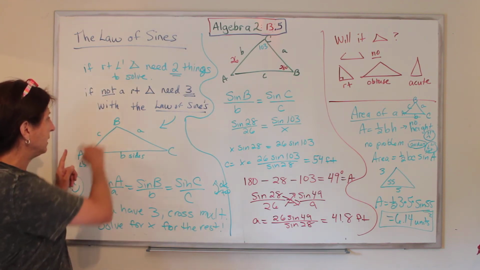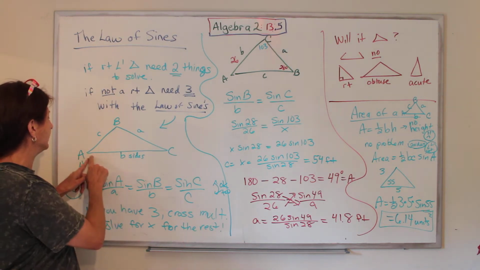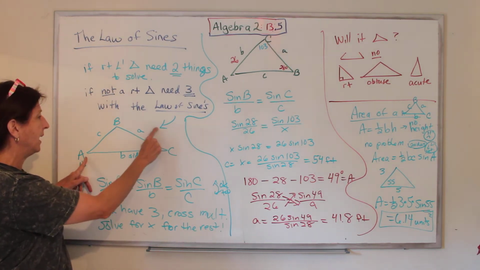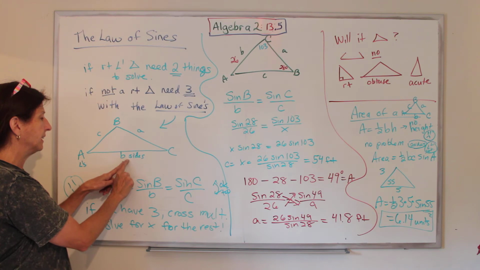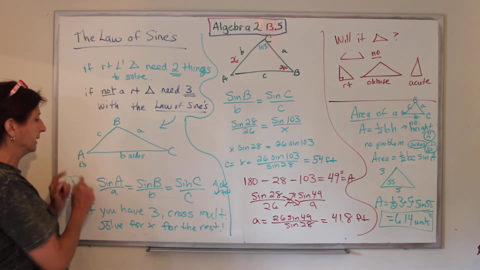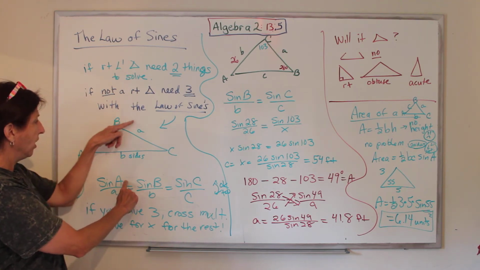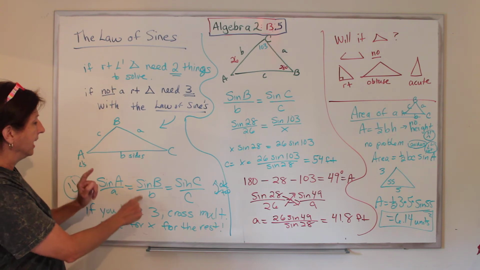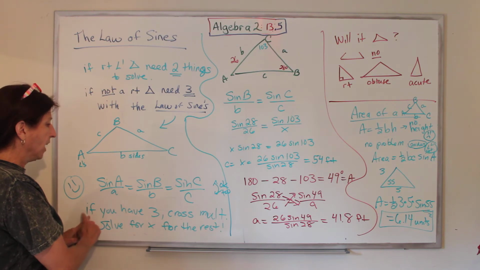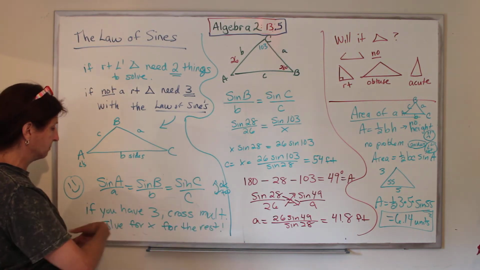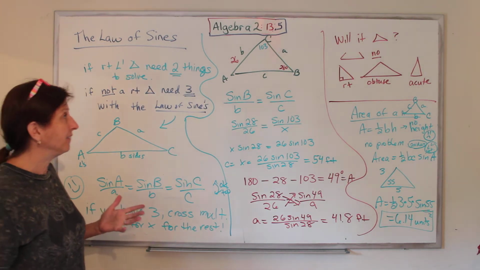So this is it. Here's my triangle. It's got three angles, big A, big B, and big C. It's got three sides. The side is across from the angle. So side little a is there, side little c is here, and side little b is there. Little is sides, big is angles. And this is our formula. The sine of angle A over side a equals the sine of B over b and the sine of C over c. If you have three of these things, you cross multiply and solve for x for the other one. Fancy and easy and wonderful.